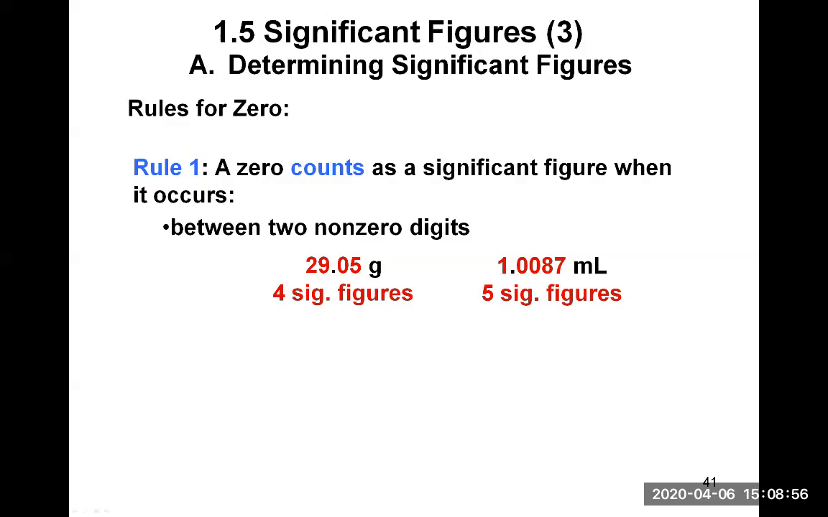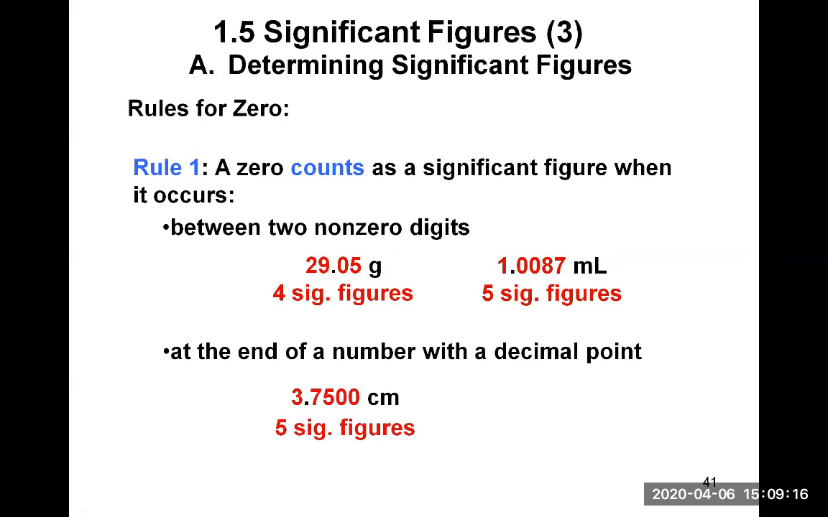Another example, 1.0087 milliliters. Here, everything counts. So you would have 1, 2, 3, 4, 5 significant figures in that measurement. The zeros count because they are between non-zero digits. The zeros count when they are at the end of a number with a decimal point.